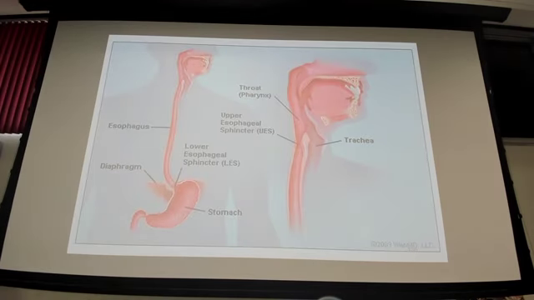So you have here the lower esophageal sphincter, where the esophagus meets the stomach, and then the upper esophageal sphincter is this tiny little narrowing right here, okay? The upper esophageal sphincter is not usually a culprit in a lot of things, not usually.